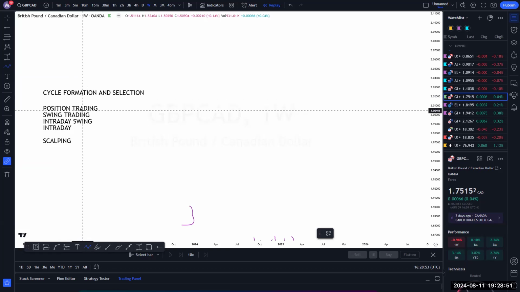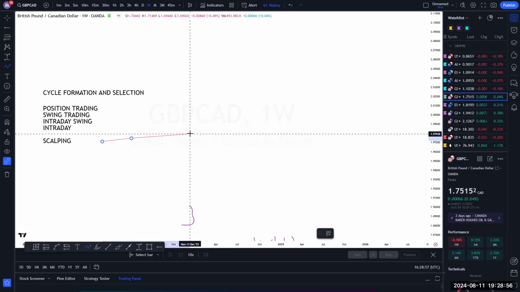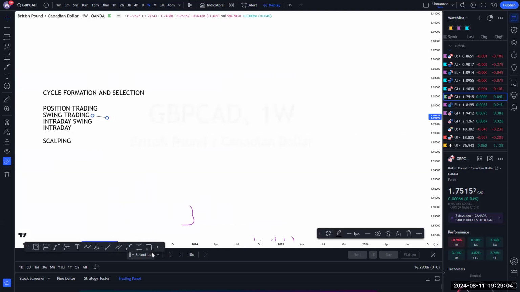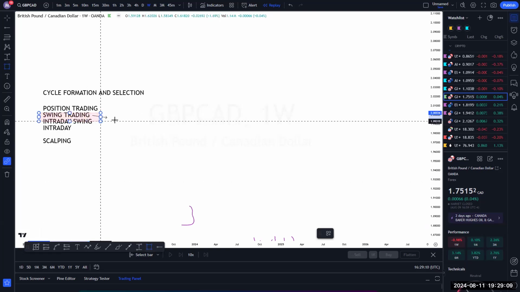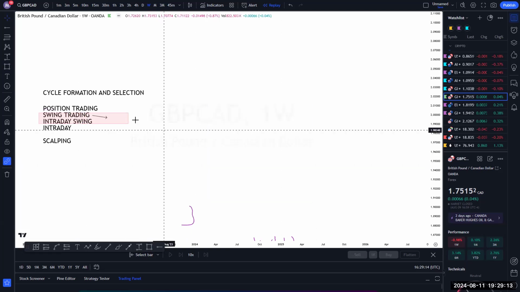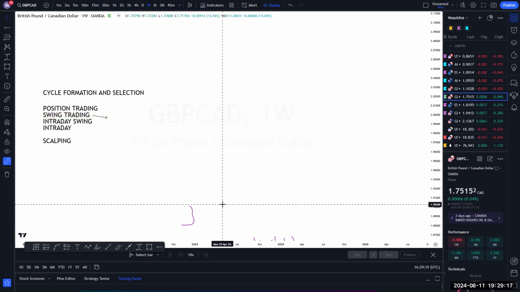I was talking about the position trade. Now we are going to swing trading. We have what we call the intraday swing and the swing trading. Intraday swing means you hold the trade for just 2 days, 3 days, or just hours. But the swing is where you can hold the trade for a week or a month.